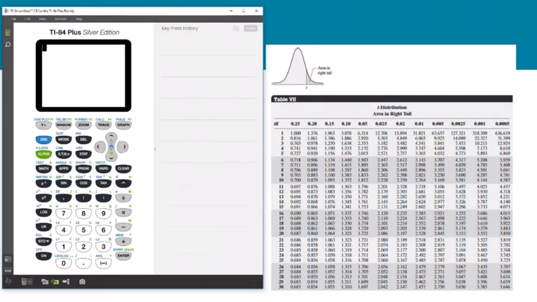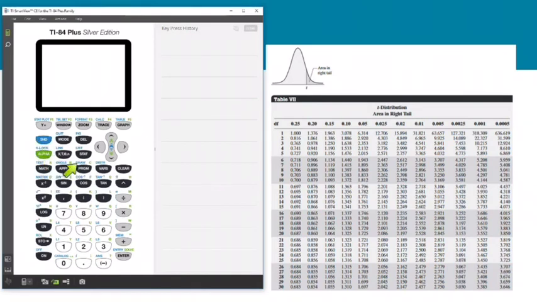Now because it's sometimes inconvenient to get your hands on a t-table, I thought I'd just show you how to find a t-score using your calculator. And of course, finding a t-score on the old operating system is a little different from finding a t-score on the new operating system, so I'll show you both, and I'm going to start with the old operating system.